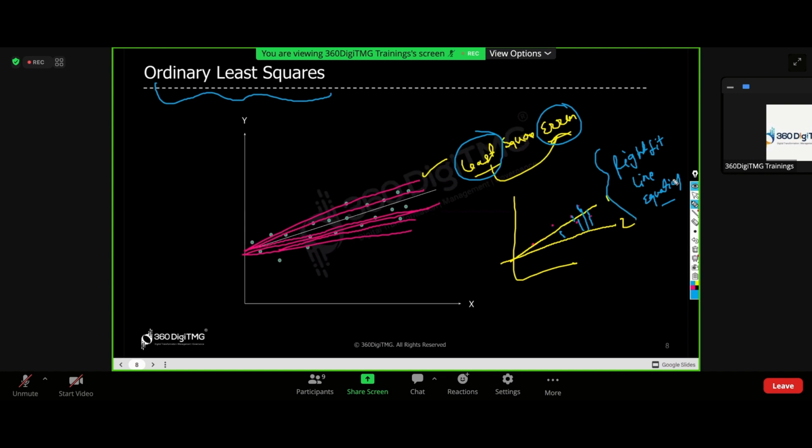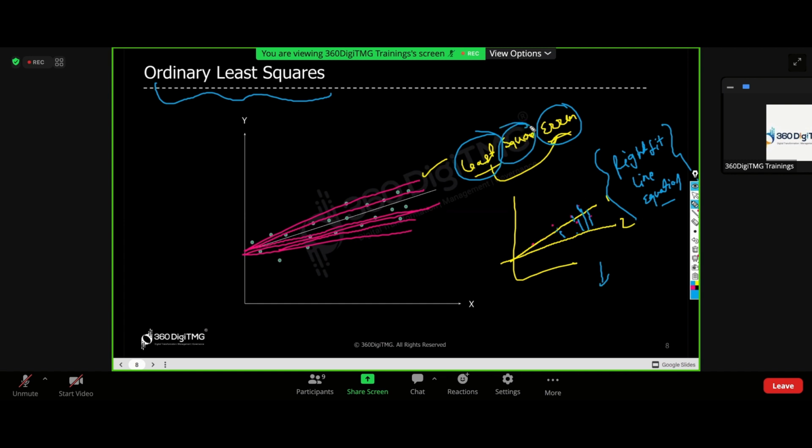But how will I find out the right fit line? So I will calculate the distance from this line to all the points and this line to all the points. Euclidean distance, simple. And whichever line is giving me the least error, obviously I will go ahead with this line.